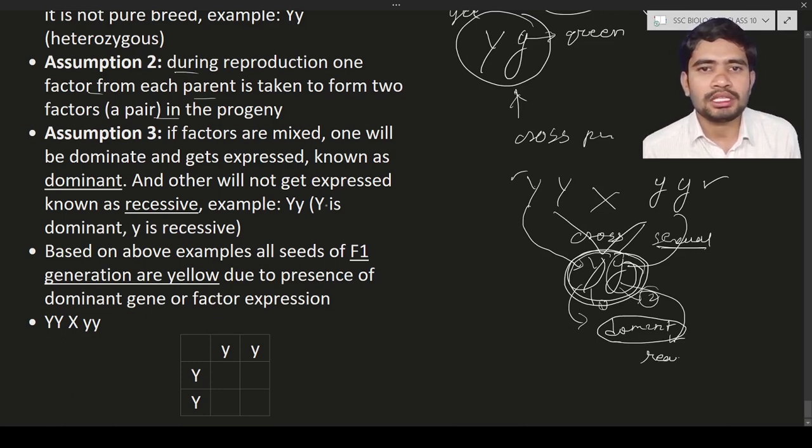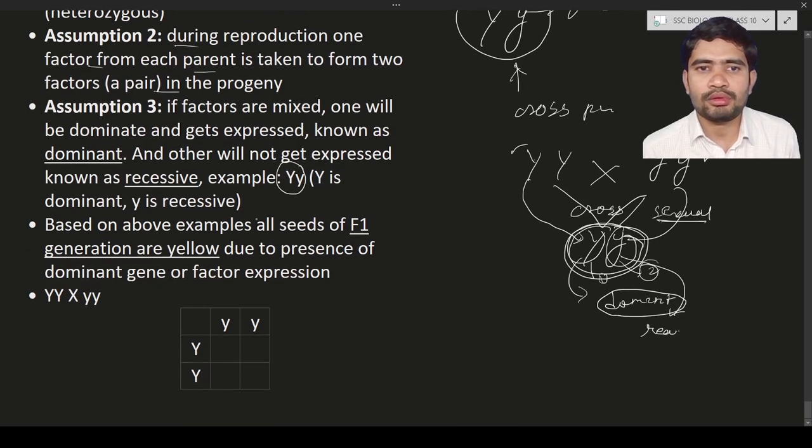In this case, for example capital Y small y, capital Y is dominant and small y is recessive. If such kind of genes are available, the seed will be yellow color only. Why? Because capital Y is there, it is dominant. Based on the above examples, all seeds of the F1 generation are yellow due to the presence of the dominant gene, or factor expression. Here is another Punnett square, or checkerboard.